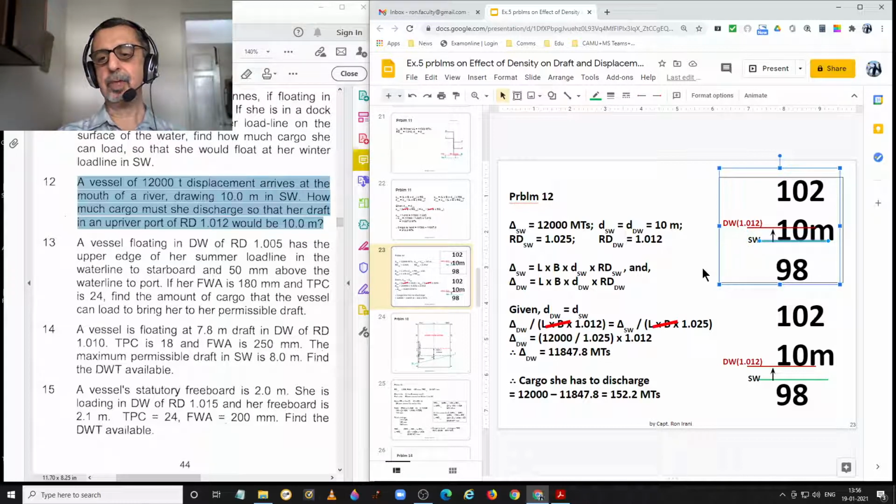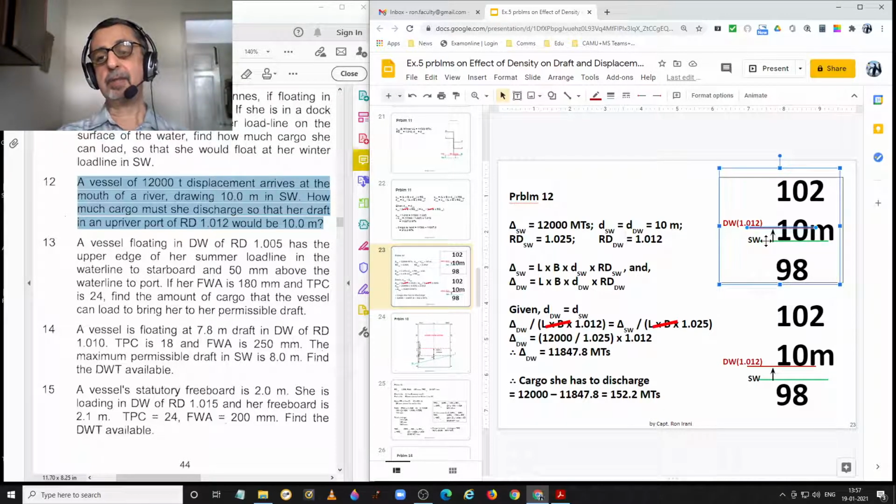Now, if she were to do nothing and just proceed up the river, what would happen? Her draft would increase because she is going from water of higher relative density to water of lesser relative density. That means her draft would increase, let us say, assume until this level. And since the draft has increased, she is overloaded, she can run aground, and there will be other consequences.